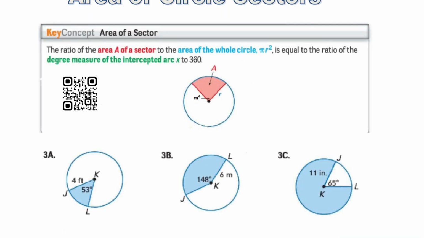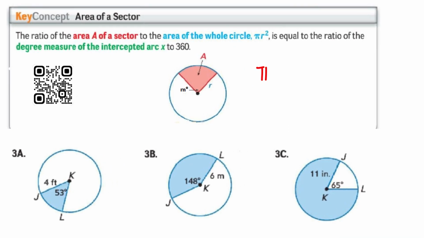Okay, on the back. So again, here real quick, area of that sector is going to be pi times r squared times m over 360.